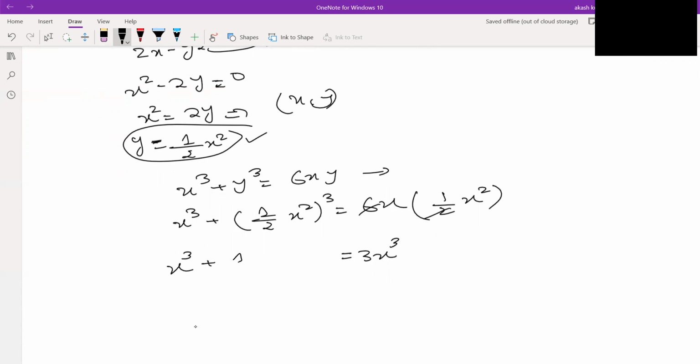x cube plus half. Okay. The cube of half will be 1/8, right? Cube root of half? How come? I mean the cube, not cube root. Cube of half will be 1 over 2 cubed. 2 raised to the power 3 is 8. Is it clear? Yes. Okay. And then 2 times 3 will be 6.